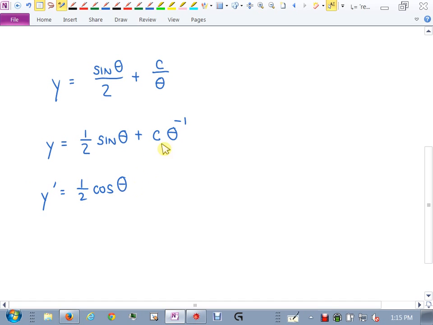And then this is a constant, so it's going to stay. Negative 1 comes down and becomes negative c, so I'm going to go minus c, theta to the negative 2. And now you could drop that theta down underneath the c if you wanted to and make it theta squared underneath, and you're done.